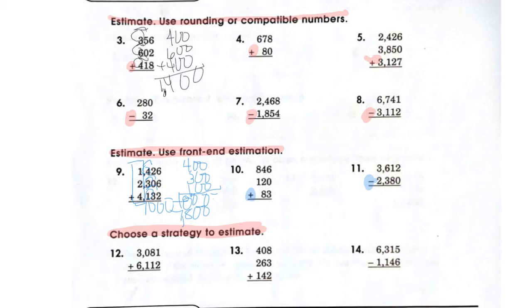On problems 12 through 13, you can choose whatever strategy you want to use. It can be rounding, it can be compatible, it could be front end. You just need to get the answer estimated. And don't forget, add and then subtract. Go ahead and pause the video and do problems 12, 13, and 14.